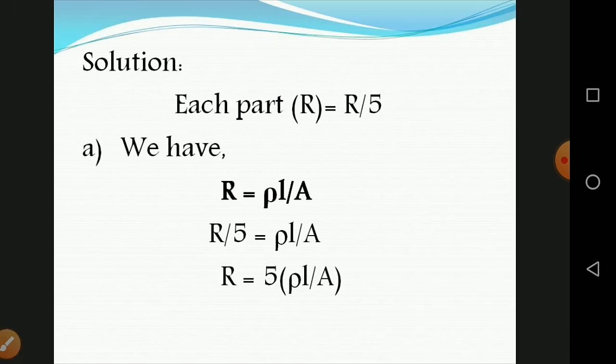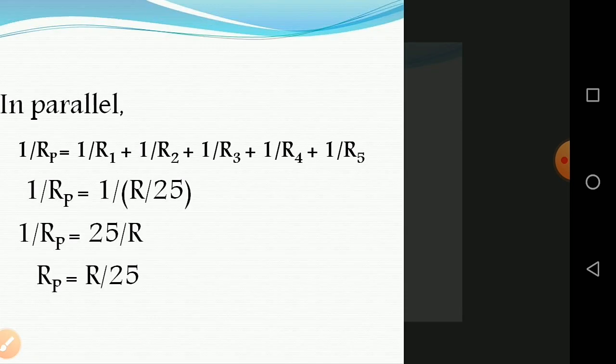First question: the wire is divided into 5 parts, so each part has resistance R by 5. We have R equals rho L divided by A, where rho is the resistivity, L the length, and A the area of cross section. So the resistance of each part is R by 5, which equals rho L by A divided by 5, and the original R is 5 times rho L by A.